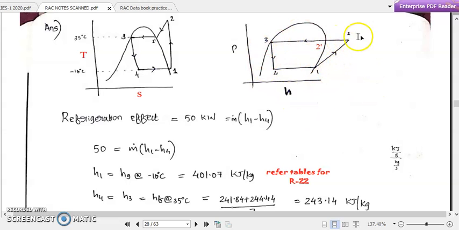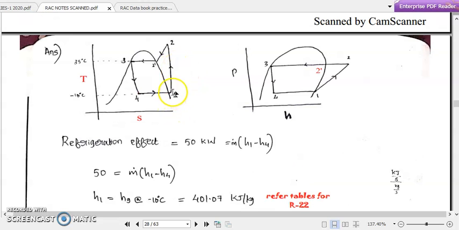So what is the condition of refrigerant at point 2? It will be at a superheated state. But what is the peculiarity of this 1 to 2 process, the compression process? It is an isentropic or constant entropy process. So entropy at point 2 will be the same as entropy at 1.